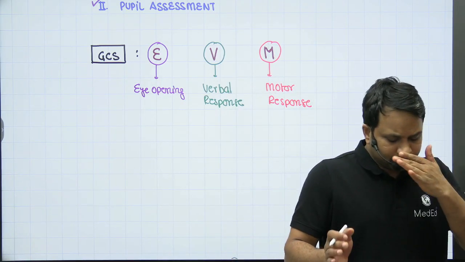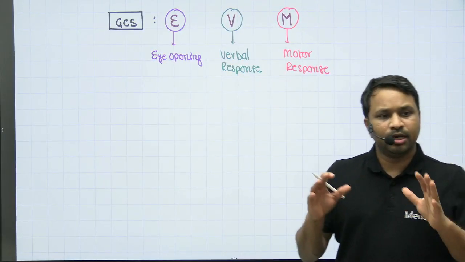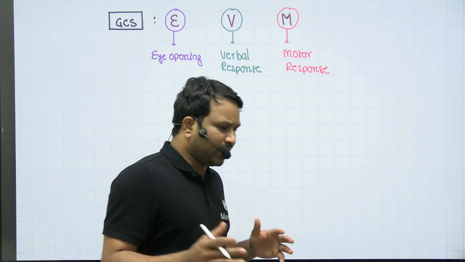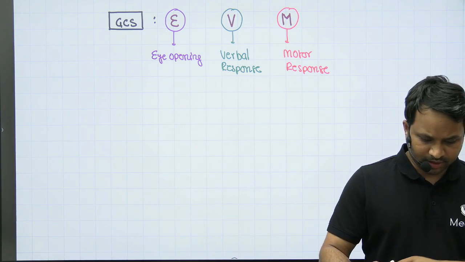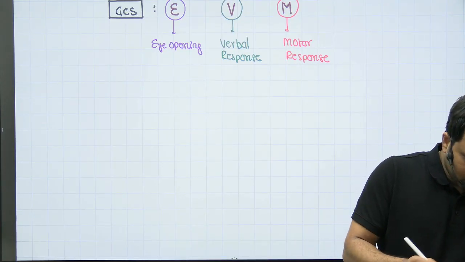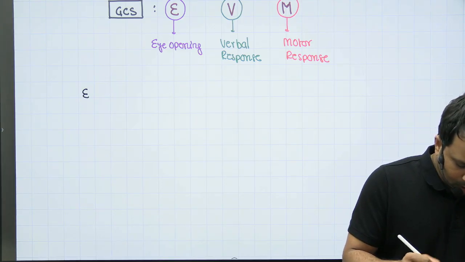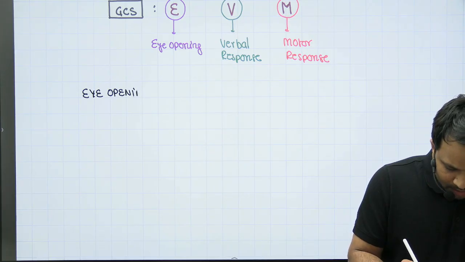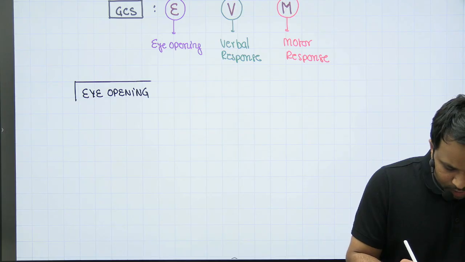So when you look at these components, we'll try to calculate how the eye response is looked after, how the verbal response is looked after, and how the motor response is looked after, right? The first criteria is your eye opening. We'll talk about the eye opening response. Now, in an eye opening response, you will go down to the patient.